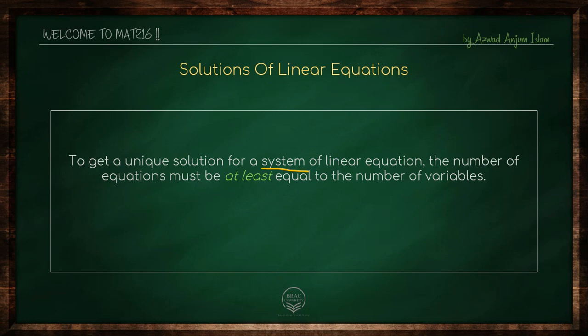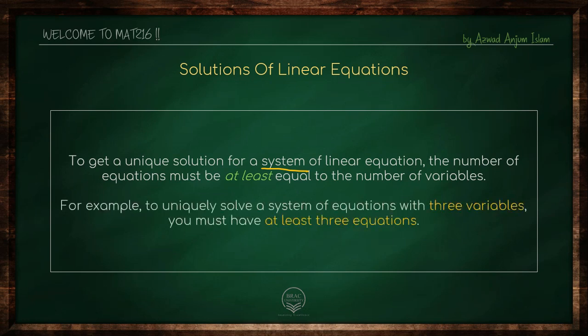Alright, so to get a unique solution for a system of linear equations, we must have at least as many equations as the number of variables. So what I'm saying is, if you have 3 variables, to get a unique solution, you must have at least 3 equations. If you have 3 equations, you cannot guarantee that you will get a unique solution every time, but if you have less than that, you can guarantee that you will never get a unique solution.